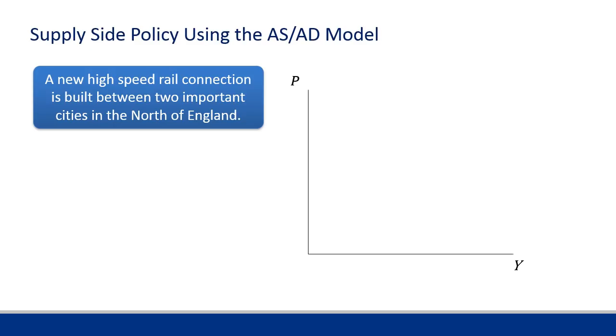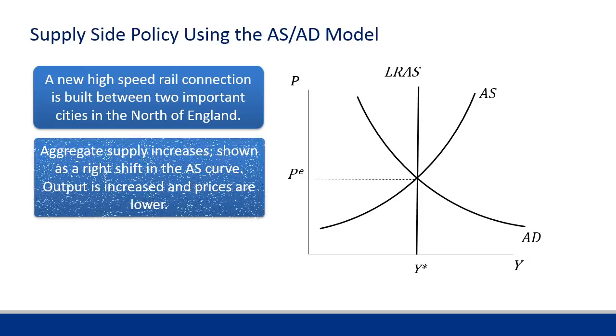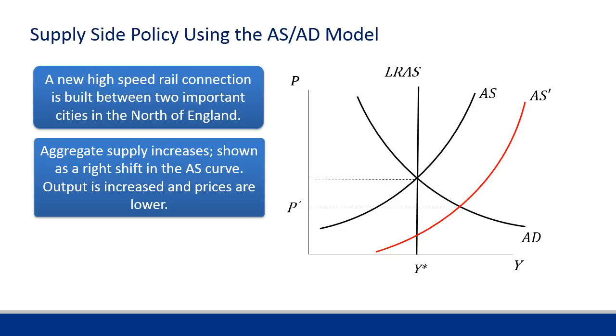Now we take an example of supply side policy using the AS-AD model. We start off in long run equilibrium, where aggregate demand is equal to aggregate supply is equal to long run aggregate supply, and the price level is at the expected level. There is an announcement that a new high-speed rail connection is going to be built between two important cities such as Manchester and Leeds. This is going to expand the pool of the labour market, the pool of potential employees. Labour costs will be lower, so output will increase. The aggregate supply curve shifts right, and the price level falls in the economy to below the expected price level.